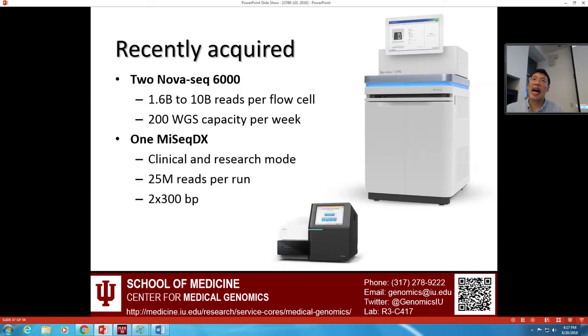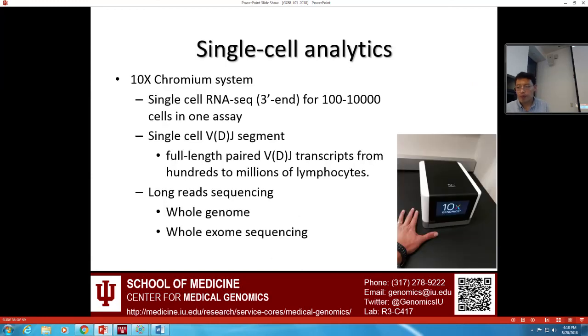But in addition to that, we also have one smaller sequencer, which is MiSeq. And this is good for clinical applications. It really gives you very long reads. For the other sequencers, it's about 2 by 150. And for this one, it's a 300 cycle, so in at one end. So this is good for a lot of clinical grade detections as well as metagenomic sequencing.